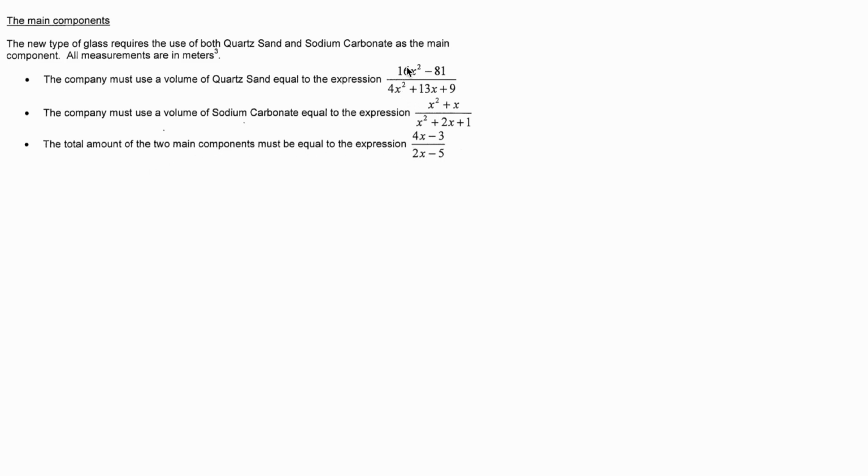The first thing I'm going to do is factor the quartz sand expression. This is a difference of squares. The square root of 16 is 4. The square root of 81 is 9. So it's 4x plus 9 times 4x minus 9.